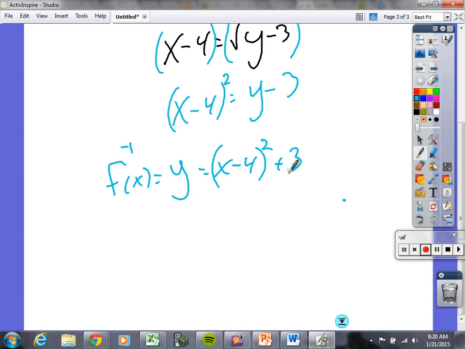Okay? So the bottom half asks you, are these 2 functions inverses of each other? Isn't that what their instructions are? So what do you guys think is an easy way to do it?